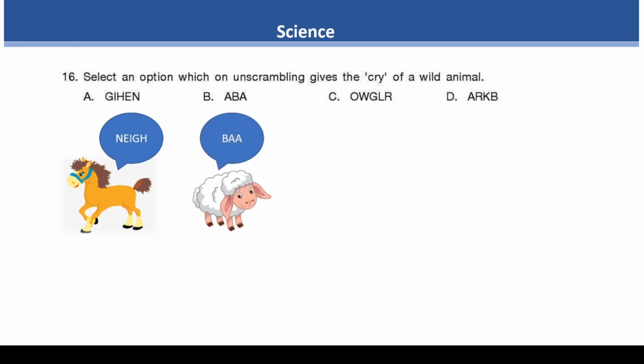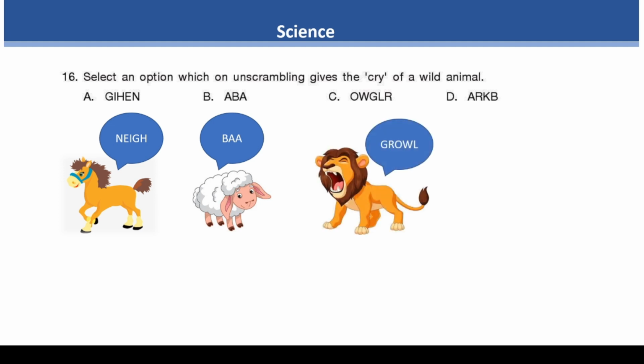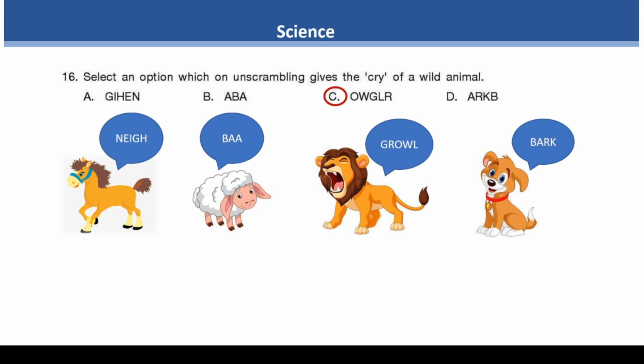B is the sound made by a sheep or lamb. C, when you unscramble, you'll get growl, which is the sound made by a lion. And D, on unscrambling, you'll get bark, which a dog makes. And the only wild animal is growling, which is option C. Hence, growl is the cry of a wild animal.